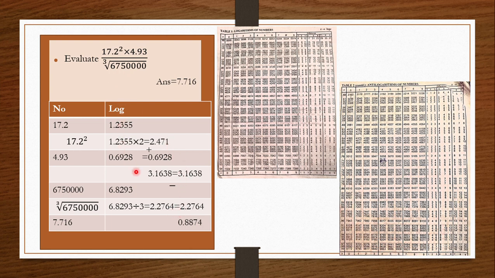Remember, when you have the division sign, you have to subtract. So we have simplified our numerator, and this is the final answer of our numerator. So we are subtracting the denominator from the final answer of our numerator. So it will be 3.1638 minus 2.2764, and that will give us 0.8874, and the antilog of that will be 7.716. And that's all the exercise I have for now.